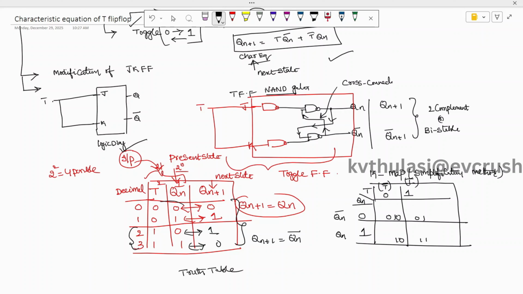So for 0, 0 input, what is the output? 0. Okay, next for 0, 1, the output is 1. For 1, 0, the output is 1. For 1, 1, the output is 0. Okay, like this you are going to get it. So we converted the truth table into a K-map for the characteristic equation, and here you are going to have ones. Okay, only one is there.